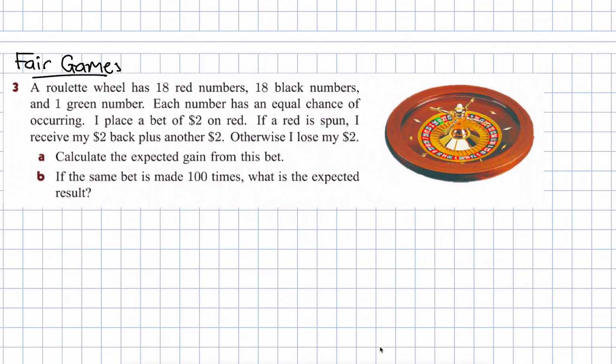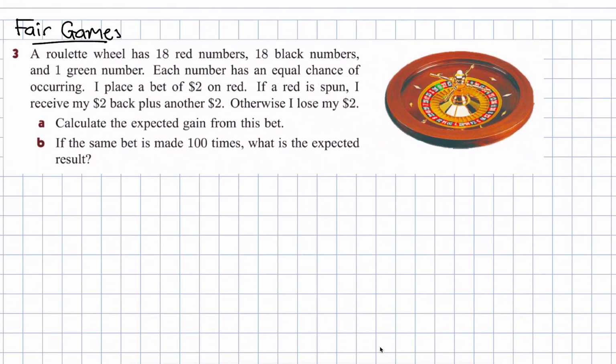But that makes a difference in the long run. Okay, so this says calculate the expected gain from this bet. I place $2 on red, I get $2 back, the same way I put $1, I get $1 back. It doesn't really matter. If I want to know what the expected gain is, we would probably think, hang on, that's not going to be a gain, it's going to be a negative gain. It's going to be a loss. We're going to lose over time.